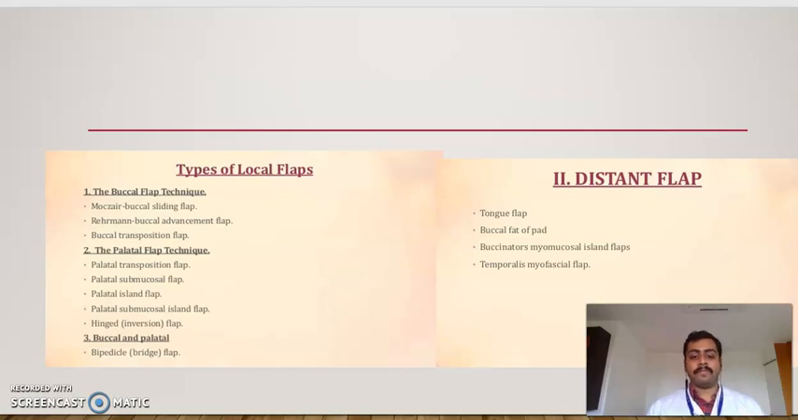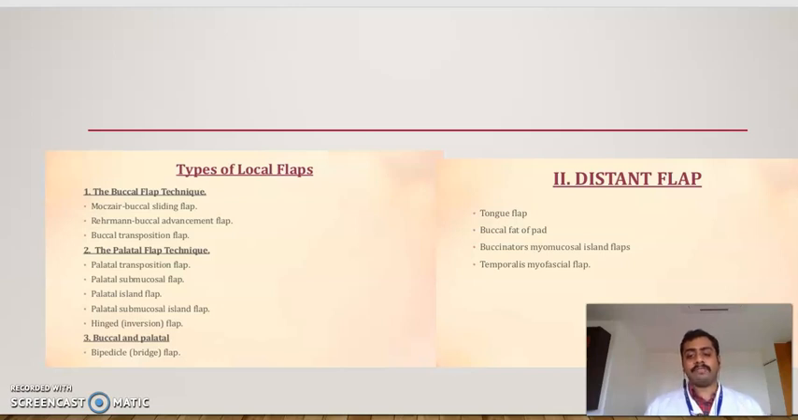The local flaps. There are three types: the buccal flap technique, the palatal flap technique, and the buccal and palatal flap. Buccal flap techniques are the maxillary buccal sliding flap, Rehrmann buccal advancement flap, and buccal transposition flap. The palatal flap techniques are the palatal transposition flap, palatal submucosal flap, palatal island flap, palatal submucosal island flap, and hinged or inversion flap. The buccal and palatal flap are bipedicle, otherwise known as a bridge flap.